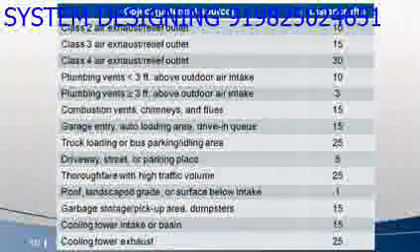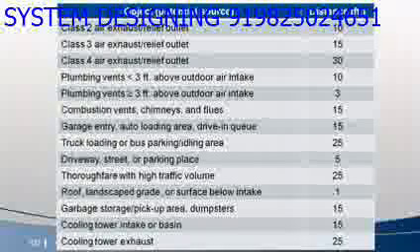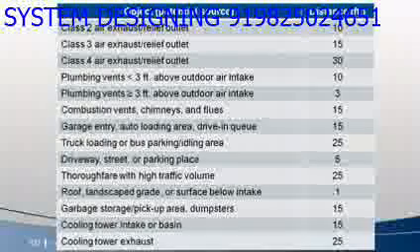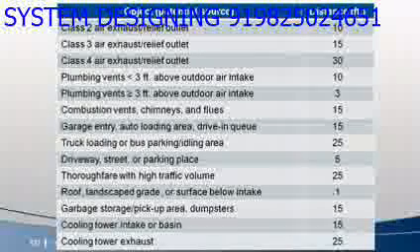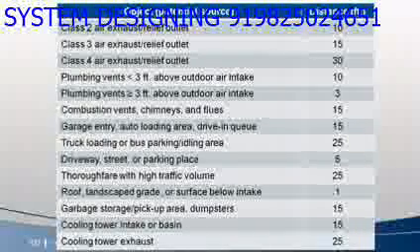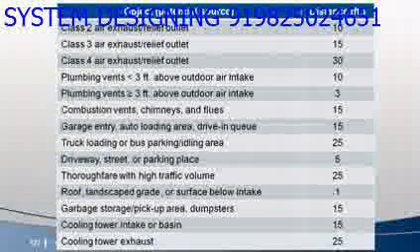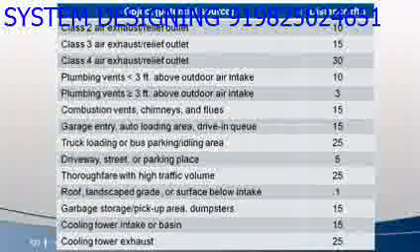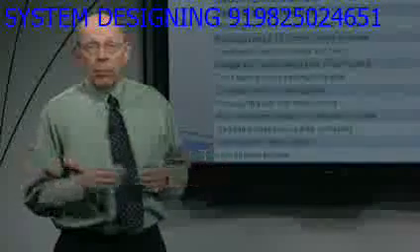Table 5.1 lists minimum separation distances between the outdoor air intake and potential outdoor contaminant sources. For instance, Class 2 air, like toilet or kitchen exhaust, must be at least 10 feet from the intake. Combustion vents must be at least 15 feet away, and cooling tower exhaust must be at least 25 feet away. Now remember, these are minimum distances. More separation is always better.